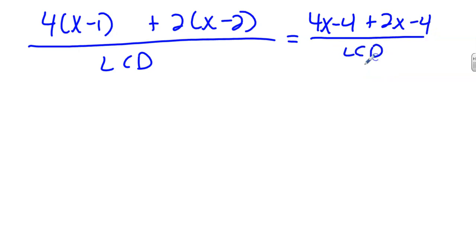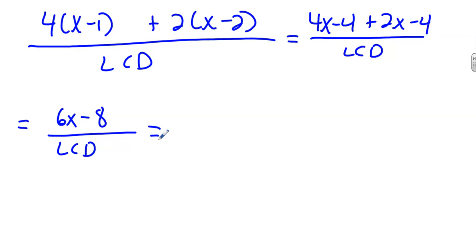Still got our least common denominator, so we still haven't done anything. Still working on the numerator, so it's just hanging out there. We haven't done anything yet. 4x plus 2x would be 6x. Negative 4 is negative 8. And again, still got one more thing you can do in the numerator. You've got 6x minus 8. You can divide them both by 2 to make that 3x minus 4.